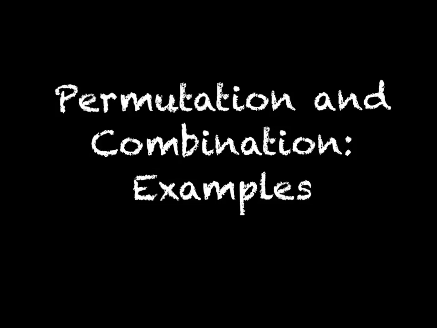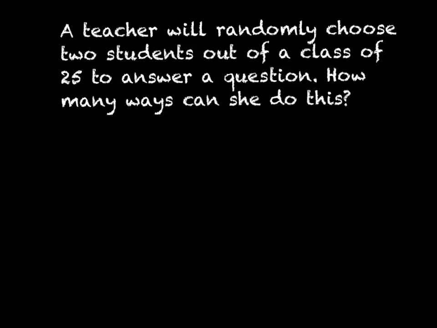This video will give examples with permutation and combination. A teacher will randomly choose 2 students out of a class of 25 to answer a question. How many ways can she do this?